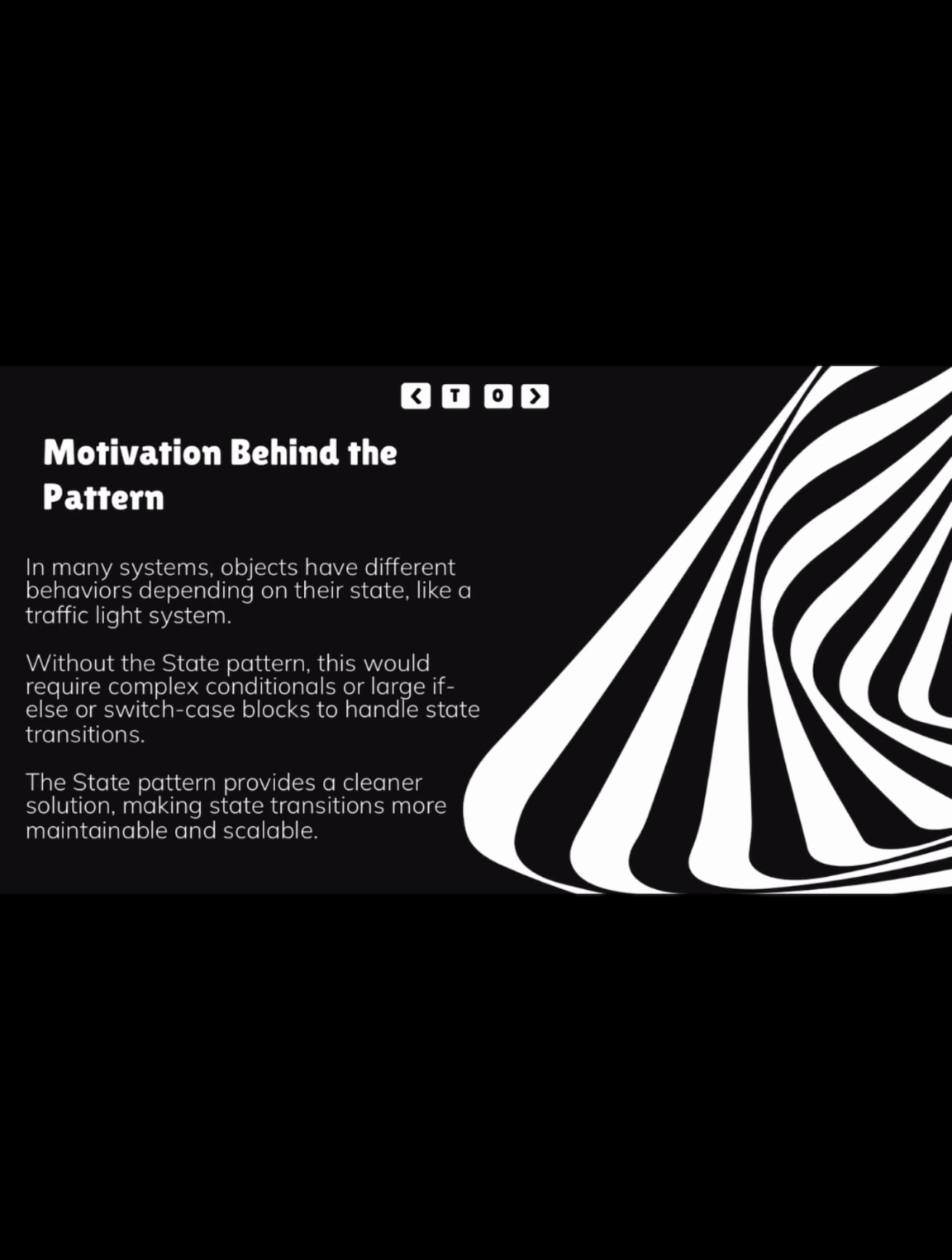Motivation behind the pattern. Let's take an example. Imagine a traffic light system. It has three states: red, yellow, and green. Red means stop, yellow slow down, and green go. Without the state pattern, we might handle this using a massive switch case statement or if-else condition. But that is hard to maintain. With the state pattern, we create separate red, green, yellow state classes, making transitions between them smooth and organized.